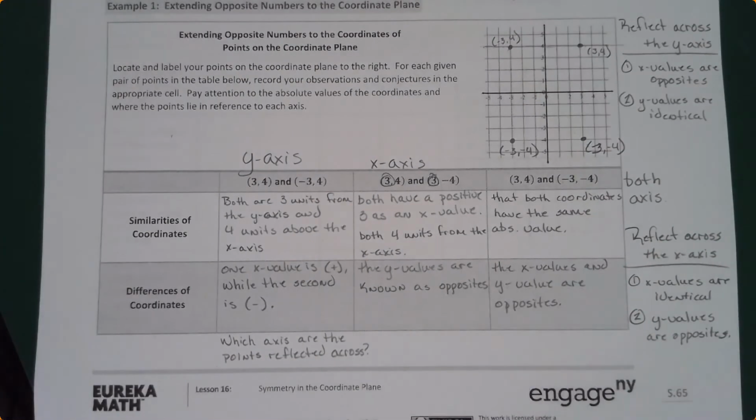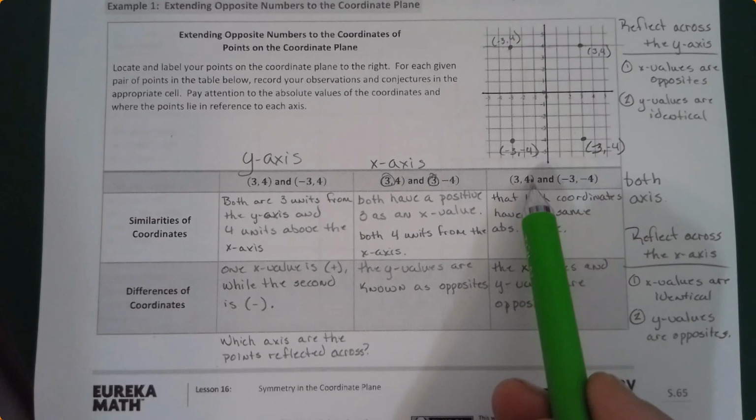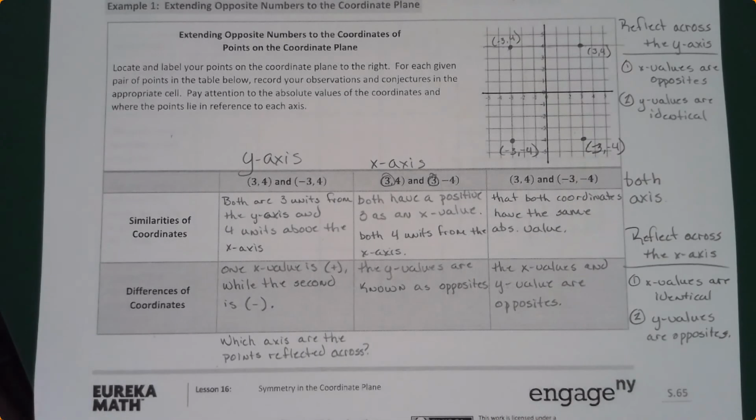Now, if both the x value and the y values are opposites, that means that those 2 points have been reflected across both axes. Okay? So that's going to be very important to remember. These are some of the most basic principles for reflecting points that you can get to.